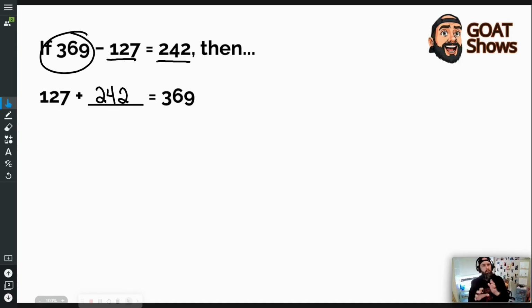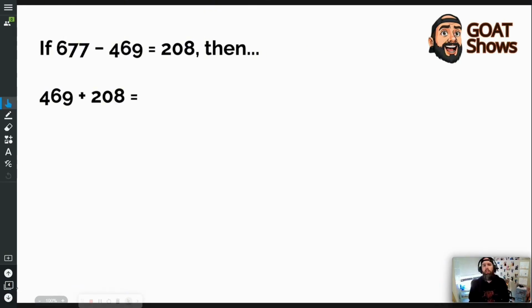Okay, so we're just moving stuff around. We're turning subtraction into a reorganized addition problem. Kind of strange. Let's do another one. If 677 minus 469 is 208, then 469 plus 208 is what? Well, use common sense. If I have 600 something minus 400 something and I get 200 something, wouldn't adding the 400 something plus the 200 something get me back to that 600 something? Yes, it will. So I just did 2 problems.